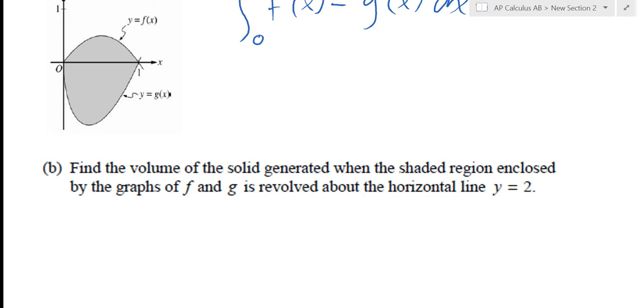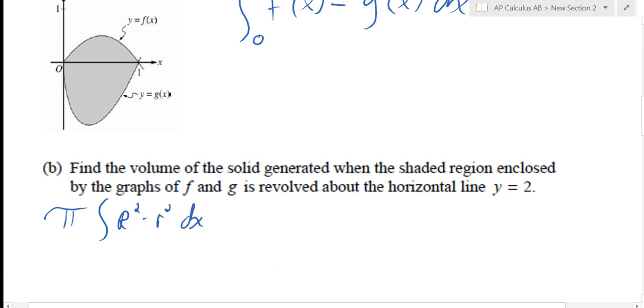2. Okay? And remember we said most of the time we're going to rotate around horizontal lines. And I said the best thing to do is draw that line you're rotating around and then find big R and little r. Because the formula we're going to be using is pi times big R squared minus little r squared dx if we're going around a horizontal line. Okay? And we know that we're going from the left endpoint to the right endpoint. So the only question is, what's big R, what's little r?